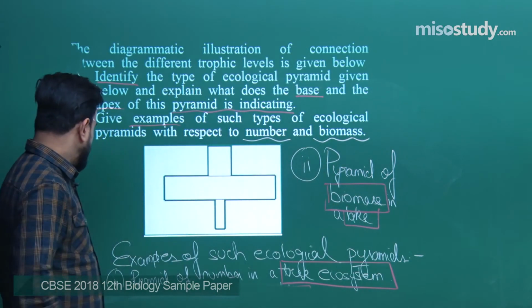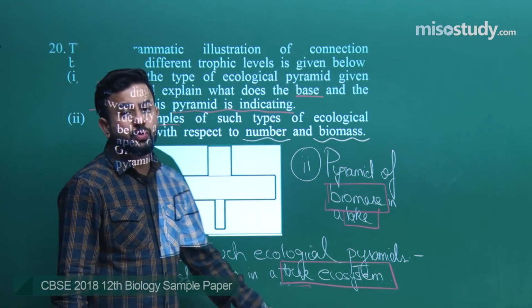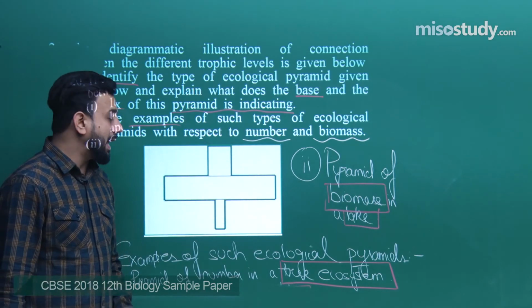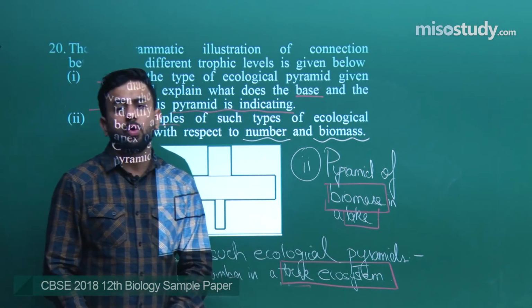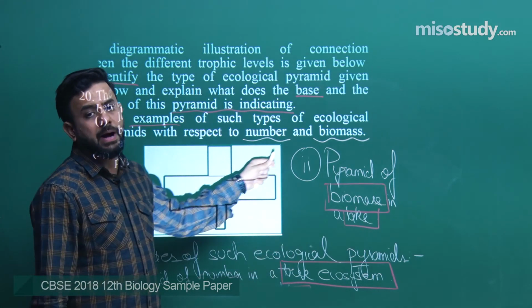Got it? So, the first one is what? Pyramid of number in a tree ecosystem. This is the example with respect to the number, and the pyramid of biomass in a lake is with respect to the biomass.